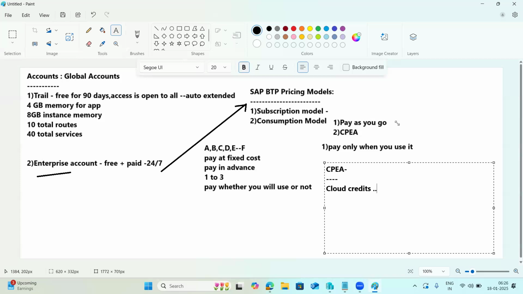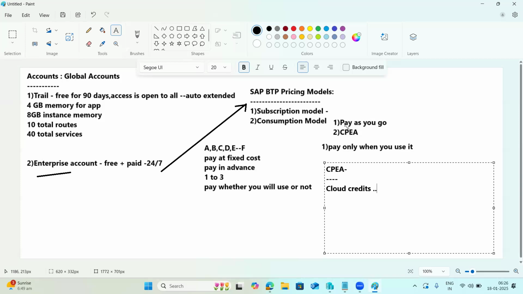So to avoid these things, we can top up any time here. These are the pricing models for the BTP accounts. The global account, especially the enterprise account, has two types: trial accounts and enterprise accounts. For trial accounts, there is no licensing or pricing model, but for enterprise accounts, we have multiple pricing models.